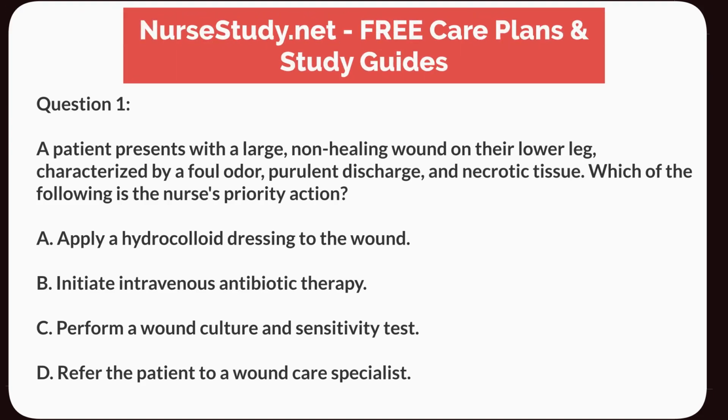Question 1. A patient presents with a large, non-healing wound on their lower leg, characterized by a foul odor, purulent discharge, and necrotic tissue. Which of the following is the nurse's priority action? A. Apply a hydrocolloid dressing to the wound. B. Initiate intravenous antibiotic therapy. C. Perform a wound culture and sensitivity test. D. Refer the patient to a wound care specialist.